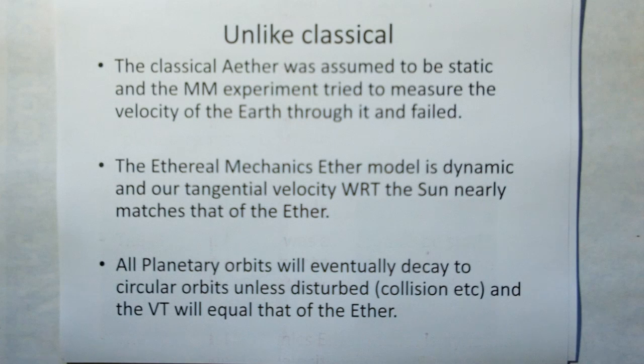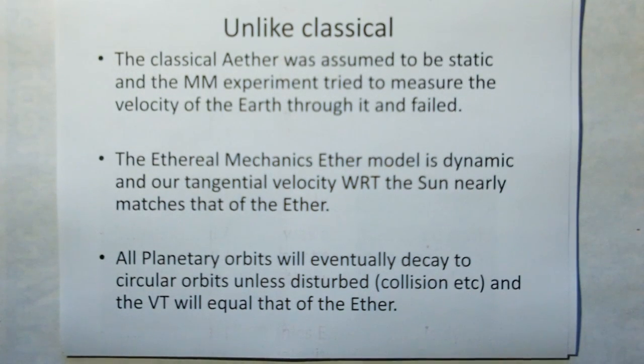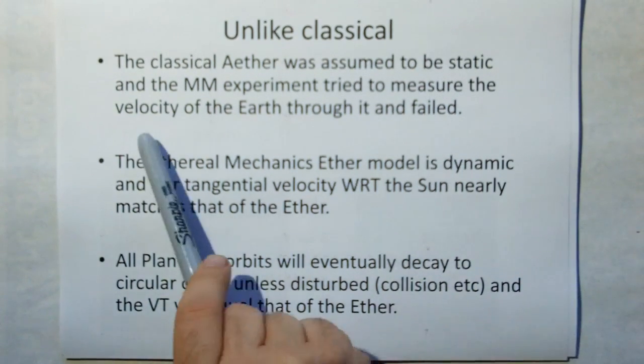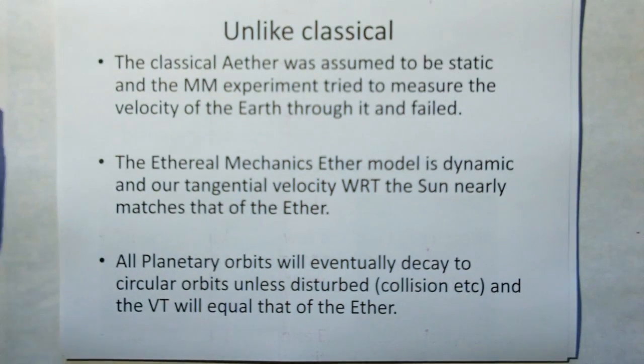Unlike classical ether, which every physicist has a bone about, the classical ether was assumed to be static, and the Michelson-Morley experiment tried to measure the velocity of the Earth through it and failed. The ethereal mechanics ether model is dynamic, and our tangential velocity with respect to the sun nearly matches that of the ether. See, they tried to fix it saying, well, the Earth drags the ether with it.